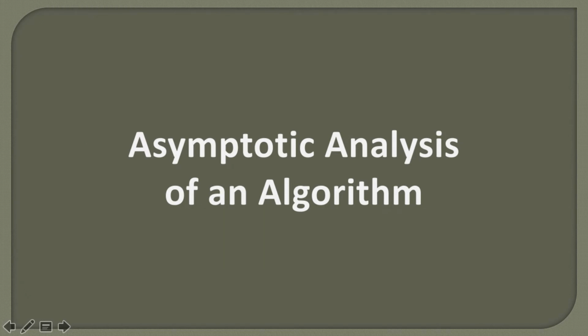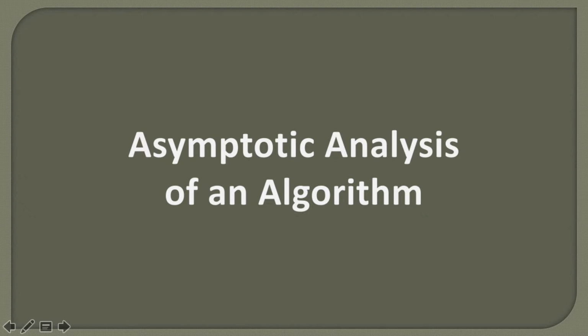Hello everyone. So in our previous videos we discussed the time complexity and space complexity of an algorithm. We saw how time and space affect the performance of an algorithm. But usually we don't go by the exact numbers, how much exact time an algorithm is taking or how much space in numbers an algorithm is taking.